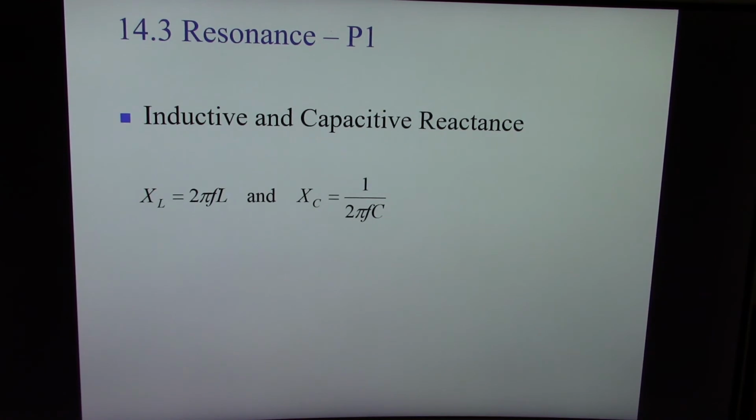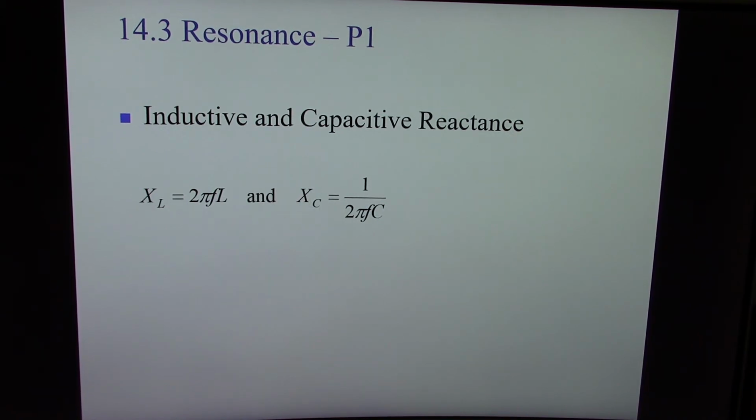So resonance is a characteristic of inductors and capacitors. We already talked about this one, X of L, inductive reactance. This is capacitive reactance, X of C. So these two actually act like resistance, and the units of this are also ohms. Okay, X of L and X of C.